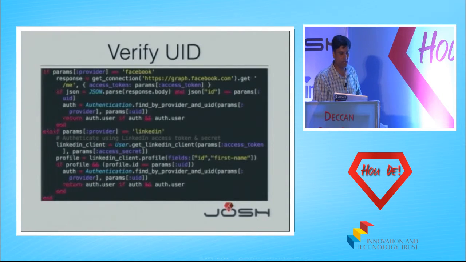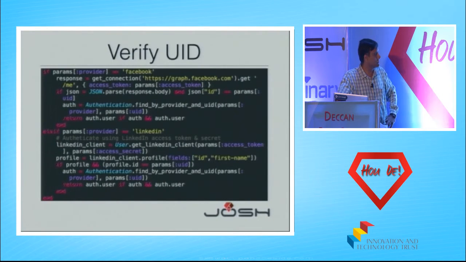So what happens when you get the request from the user? Say for example, the user is logging in using Facebook. What you do is you call the Facebook API, which is graph.facebook.com/me. You pass the access token, get the data of the user. When you get the data, you pull out the UID from that data, and you validate it against the UID that the user has sent from the API. If that matches, you authenticate the user and return the data for that user.